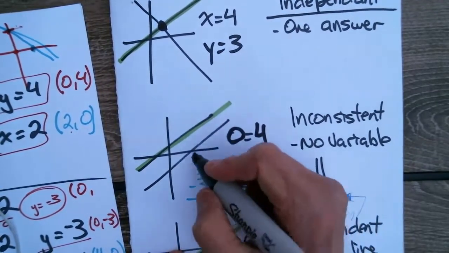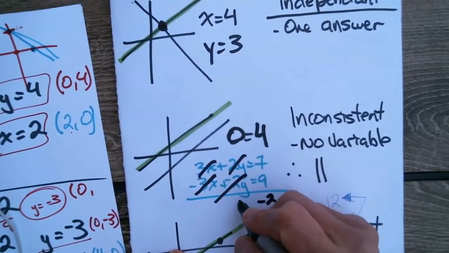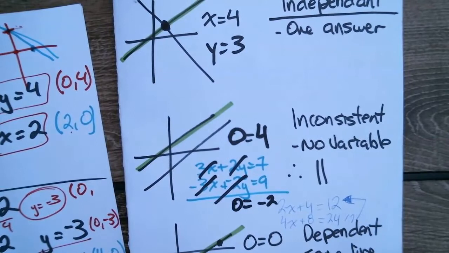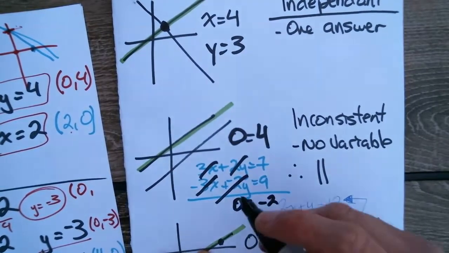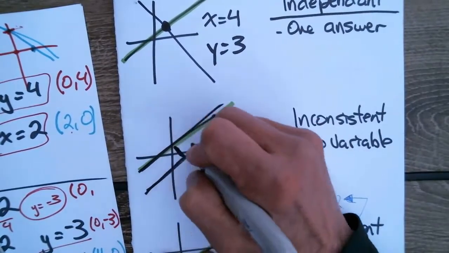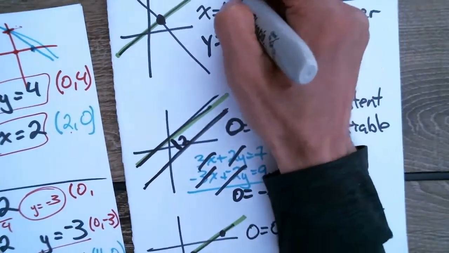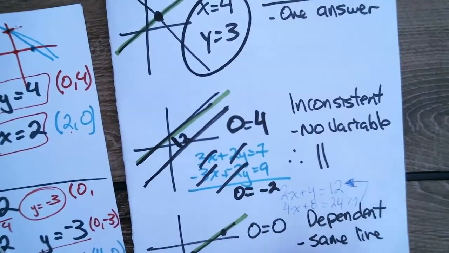So what do we have here? When we add these, those cancel out, those cancel out. I'm left with negative 2. So here I have 0 equals negative 2. What this means is that I have 2 parallel lines, and the distance between them is going to be 2. But they don't cross. If I have an x and y coordinate, that would mean they cross.